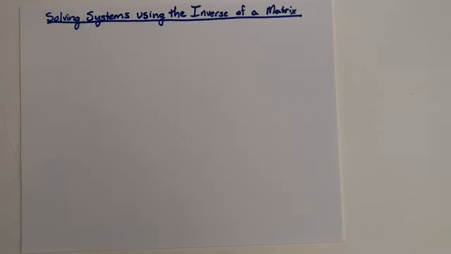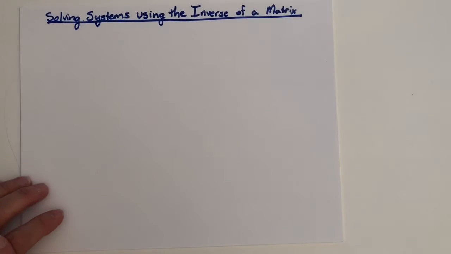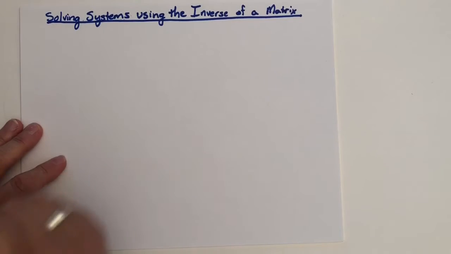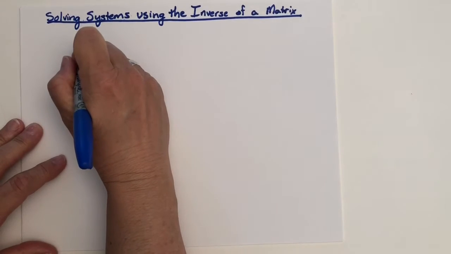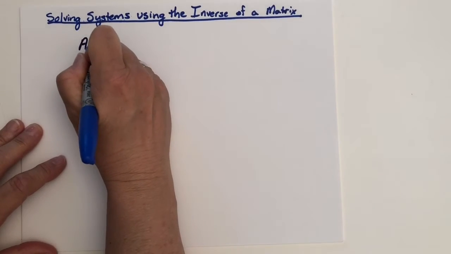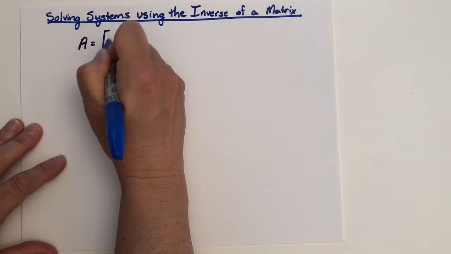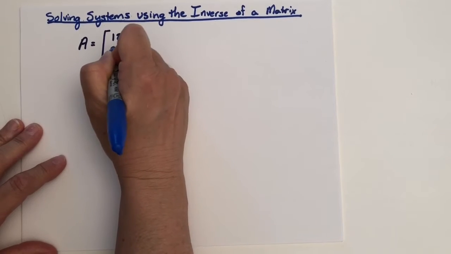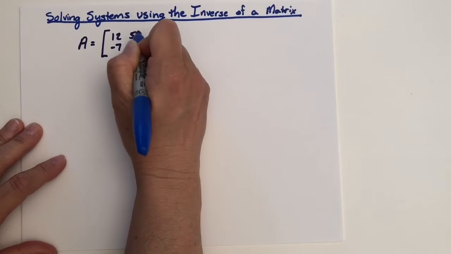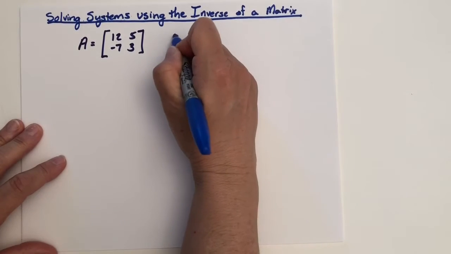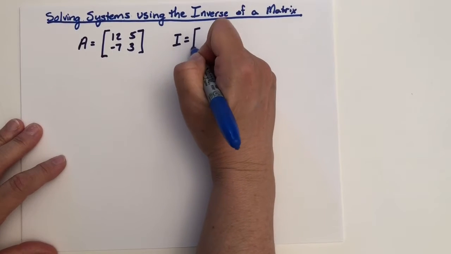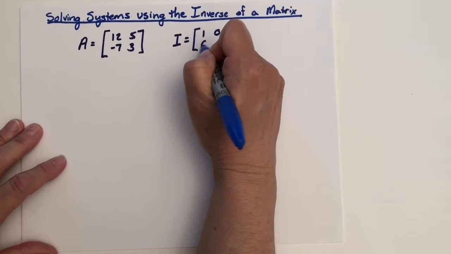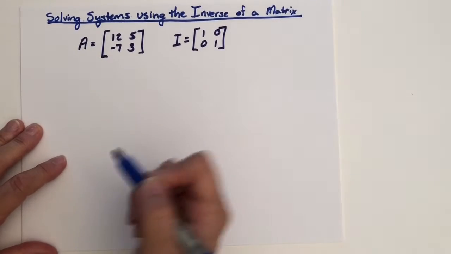Let's talk about solving systems of linear equations by using the inverse of a matrix. To get there, though, let's start with this multiplication problem. Suppose we have A equals [12, 5; -7, 3], and I have another matrix that I'll call I that is [1, 0; 0, 1].